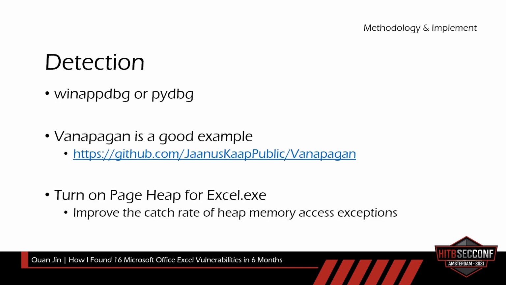The detection part can be simply abstracted into automatic start of the program, open the file, monitor process, and catch the exception. There are many good solutions on GitHub, which are generally implemented by WinAppDbg or PyDbg. Vulnerabilities by Jacobs is a good example. In order to improve the catch rate of heap memory access exceptions, I use global flags to enable page heap for the Excel process.